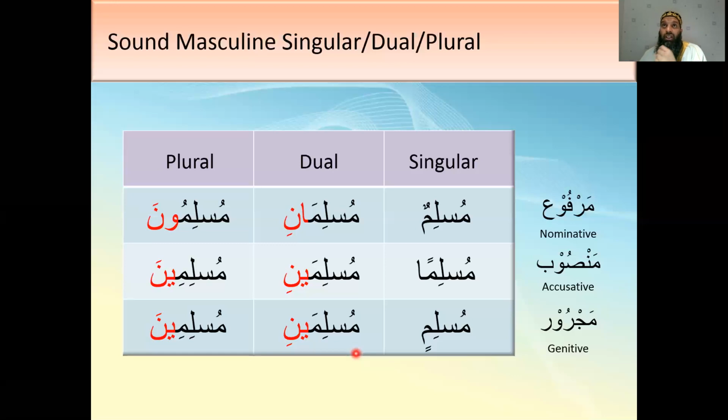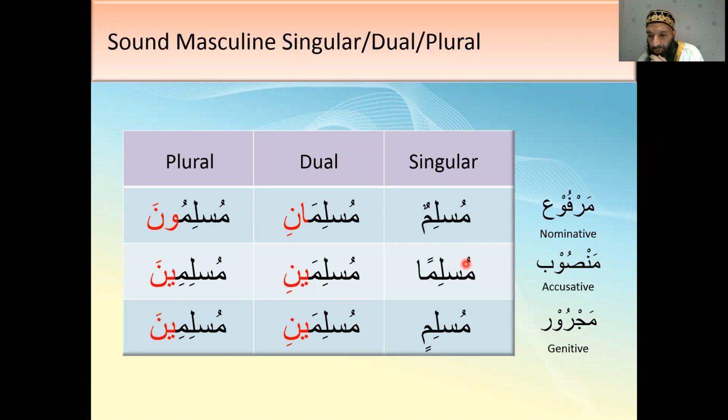If you see kadhibani and kadhibaini, it's the same thing: two kadhibs, two liars. If you see sadiqun and sadiqan in the Quran, it means the same thing. So one advantage you're getting from this is you won't, inshallah, panic if you see kafirina or kafiruna. You know it means the same thing.